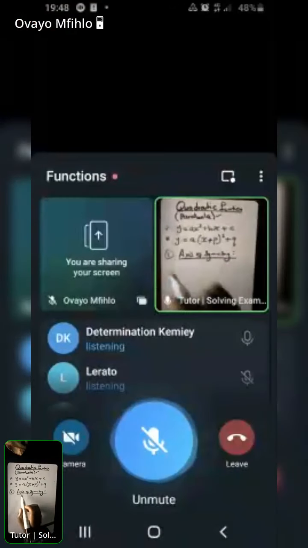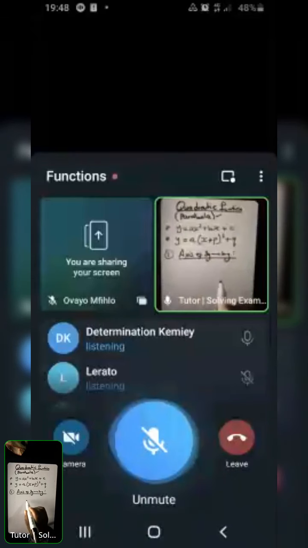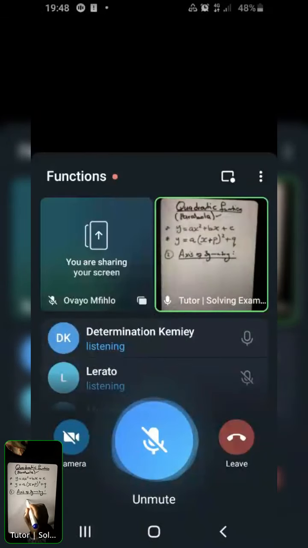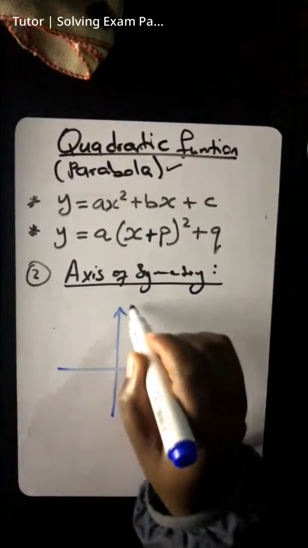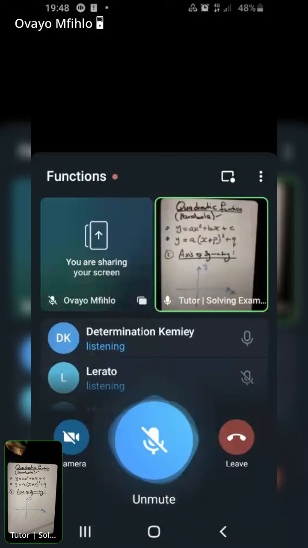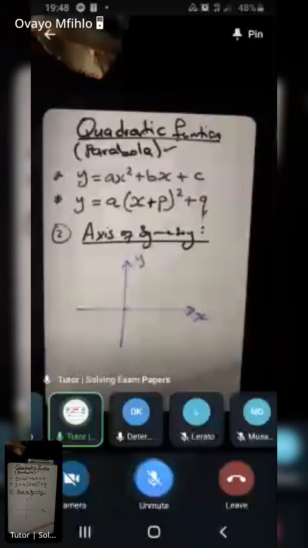So guys, axis of symmetry. Let's now talk about axis of symmetry. Remember, ladies and gentlemen, at all times, we have a Cartesian plane with the x and the y axis. You also need to know that at the center, you've got 0, which is called the origin. So now, what I need you guys to be aware of is what we call axis of symmetry.